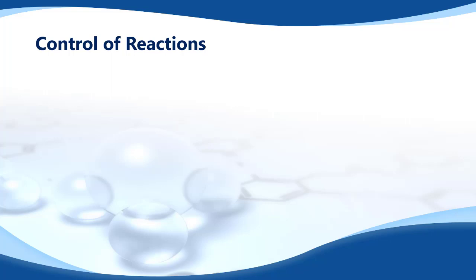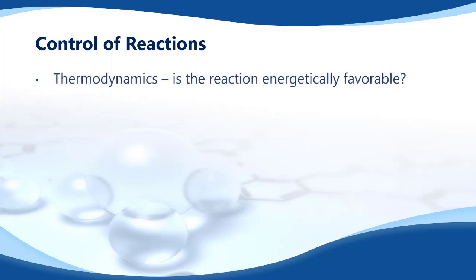Now, we've already talked about thermodynamics and kinetics. Right, so thermodynamics is all about whether a reaction is energetically favorable. So is delta G less than 0? Now we can actually go about controlling a reaction and making things that are energetically unfavorable or non-spontaneous occur spontaneously. One of the ways that we would typically tend to do that is through a process called coupling.